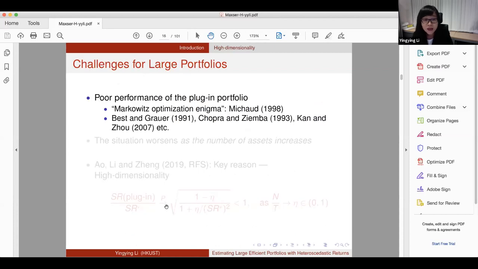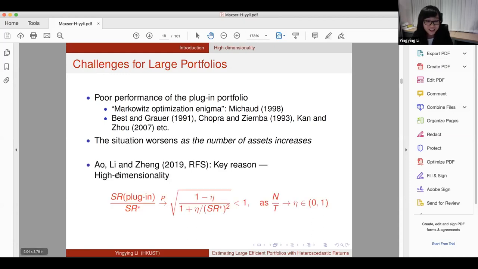Such poor performance of the plug-in portfolio has been documented in the literature. For example, Michaud called this phenomenon the Markowitz optimization enigma, and some other research has been done after that. This situation worsens as the number of assets increases. The key reason turned out to be this result here, which we documented in our earlier paper, the 2019 RFS paper. Basically, this reason is really due to high dimensionality.